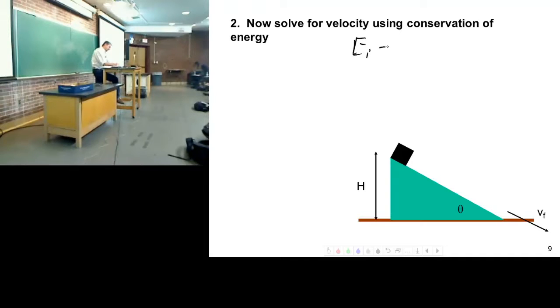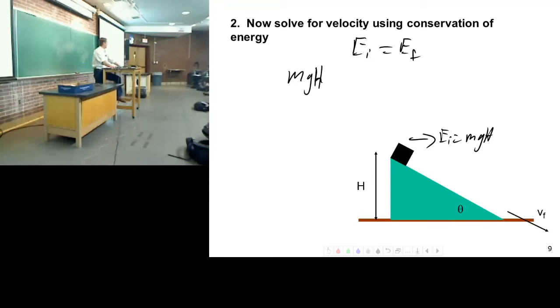So energy initial equals energy final. What's its initial energy state right here? Energy initial equals what? mgh, because it's up a height. Is there any kinetic energy? There's no kinetic energy. So it's going to be mgh.